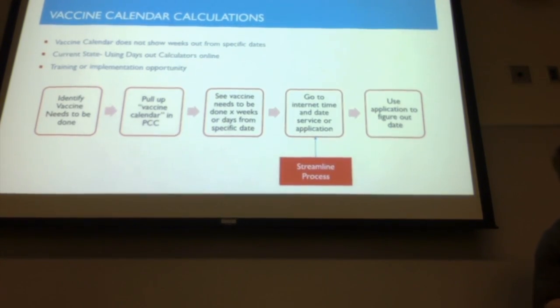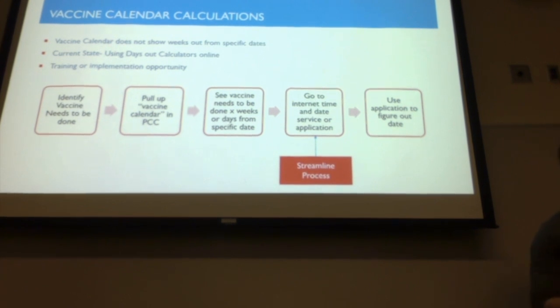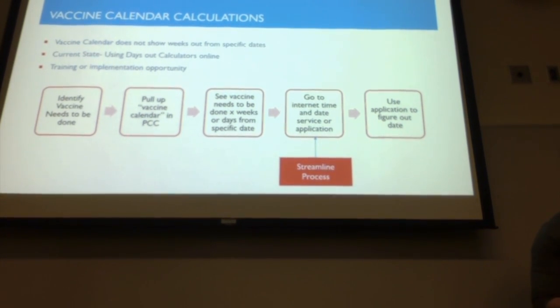So moving on to our next recommendation, the vaccine calendar calculations. Many times MAs are looking at the vaccine calendar and it will specifically say, for example, 36 weeks out from this specific date, this vaccine will be given. Obviously, it's hard to calculate in your mind what specific date that lines up with and if the person is actually due for a vaccine.